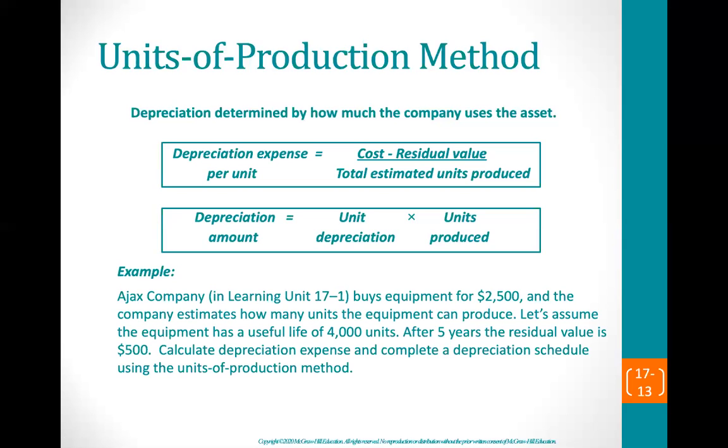So our first step is to calculate depreciation expense per unit. Our equipment cost is $2,500 and our residual value is $500. That gives us $2,000 on the top, divided by 4,000 estimated units, which tells us that our depreciation expense per unit will be 50 cents. Notice, residual value is listed after 5 years. We may depreciate it more than 5 years, but we cannot go below residual value. And we'll discuss that in an example in a few minutes.